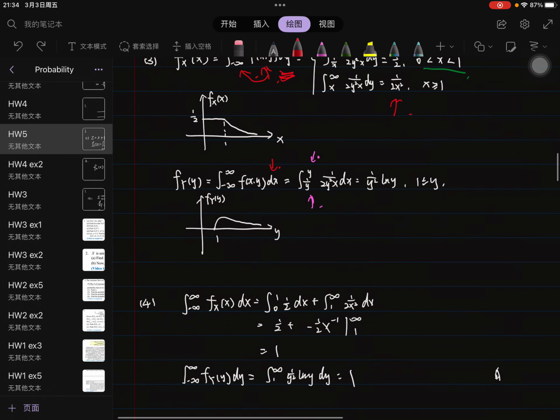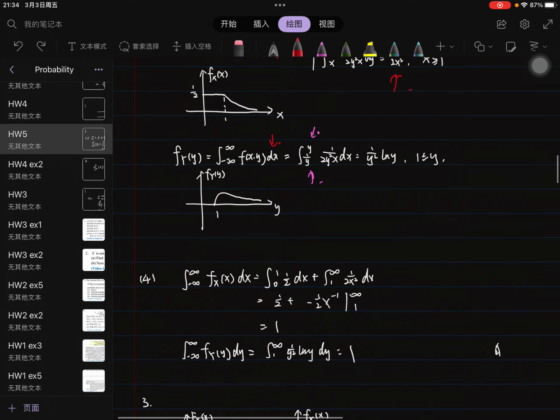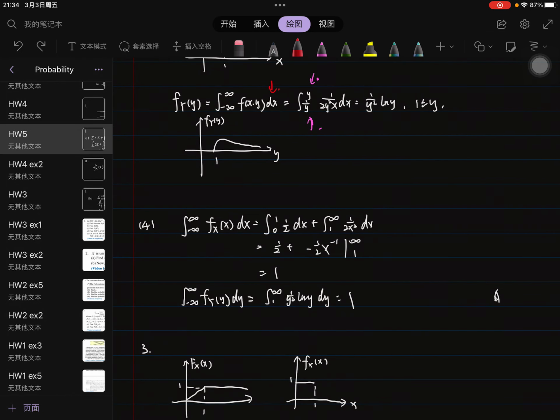For the last question, it asks us to verify that those two marginal density functions are valid. We could solve this simply using the definition of a marginal density function: the integration of the marginal function equals 1. So we just calculate this and judge if it equals 1. If it equals 1, it is valid.